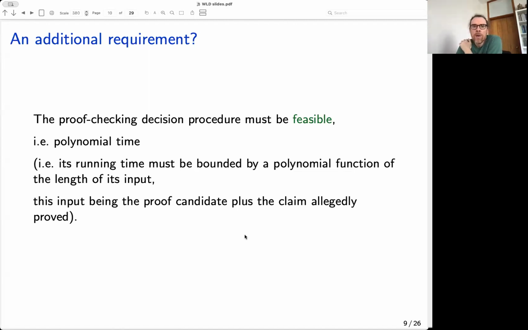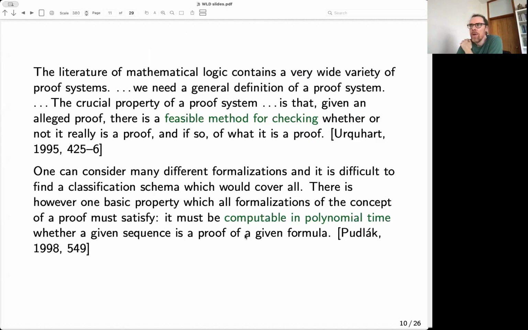So I'll give you some quotes. Urquhart: "The literature of mathematical logic contains a very wide variety of proof systems. We need a general definition of a proof system." Okay, well, I certainly agree with that bit. That's what this talk is about. What is the general definition of a proof system? And then he goes on: "The crucial property of a proof system is that, given an alleged proof, there is a feasible method for checking whether or not it really is a proof, and if so, of what it is a proof." In that context, what he means by feasible is polynomial.